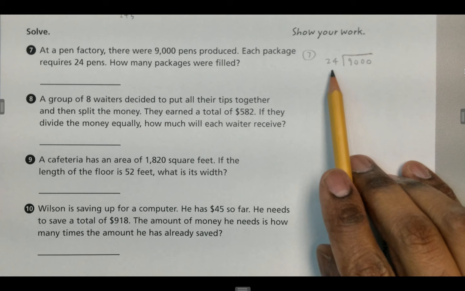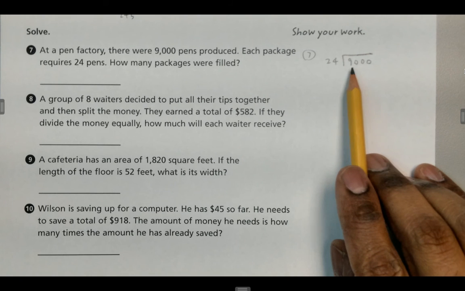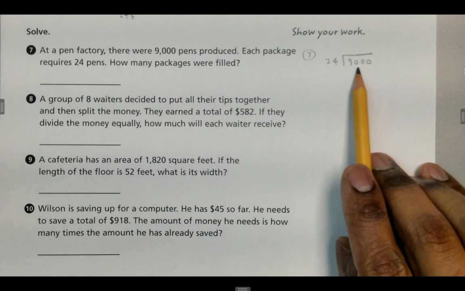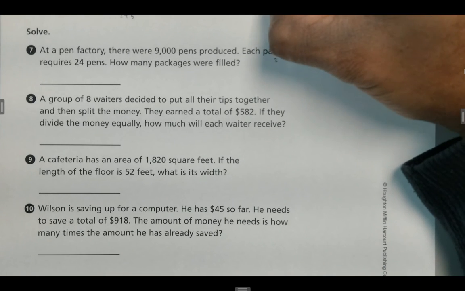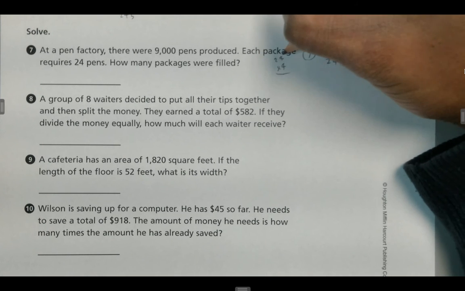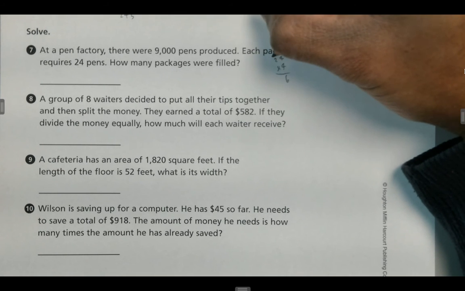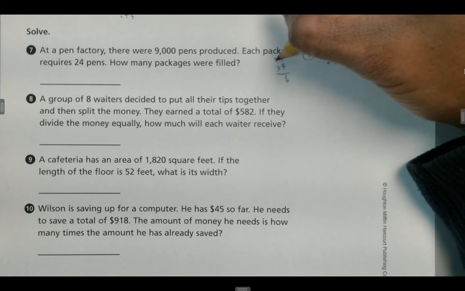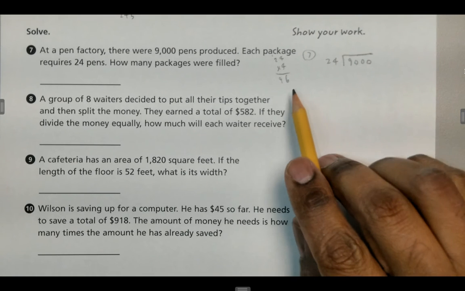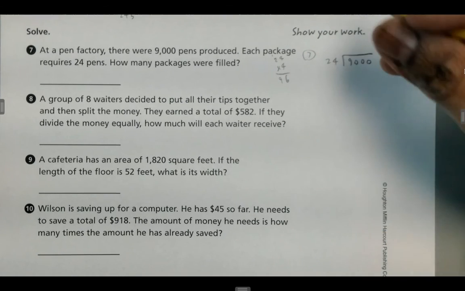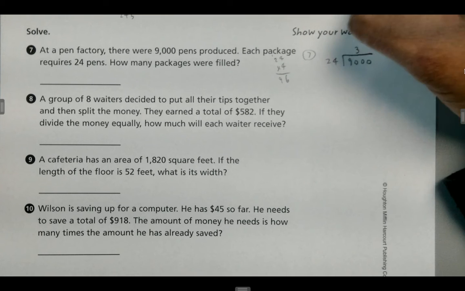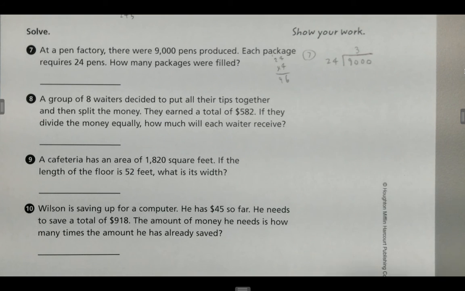24 can be thought of as 20. About how many times does 20 go into 90? Well, 20 times 4 is 80. I'm going to test out multiplying by 4. 24 times 4 is my first side calculation here. 4 times 4 is 16. 6 comes down, 1 gets carried. 4 times 2 is 8, plus the 1 is 9. Multiplying by 4, I overshot it a little bit. So I know I'm going to be putting a 3 here.